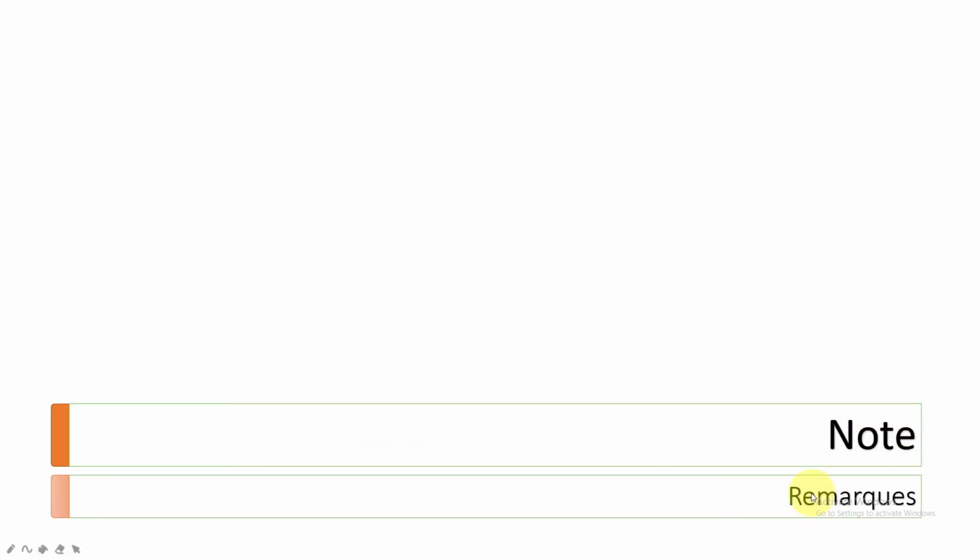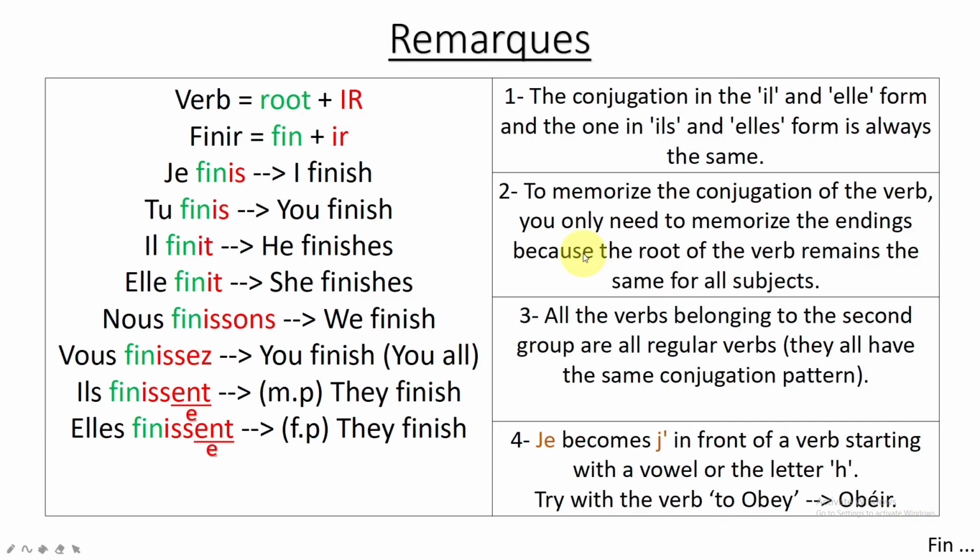Note, remark. First one, the conjugation in il singular and elle singular form and the one in ils plural and elles plural forms is always the same. So let's look at il and elle. So you see here, il conjugation and elle conjugation is the same. Okay, and let's look at the ils and elles plural. Ils plural conjugation and elles plural conjugation will also be the same.